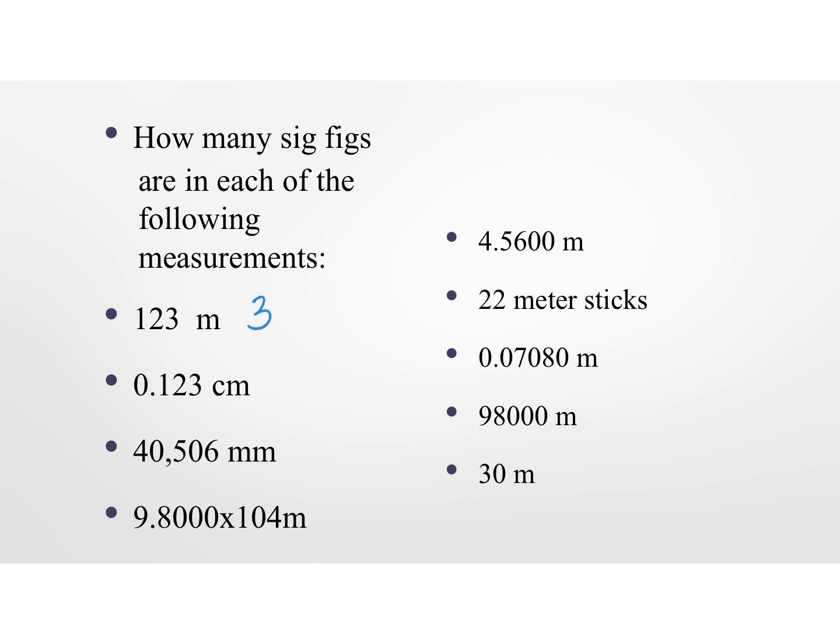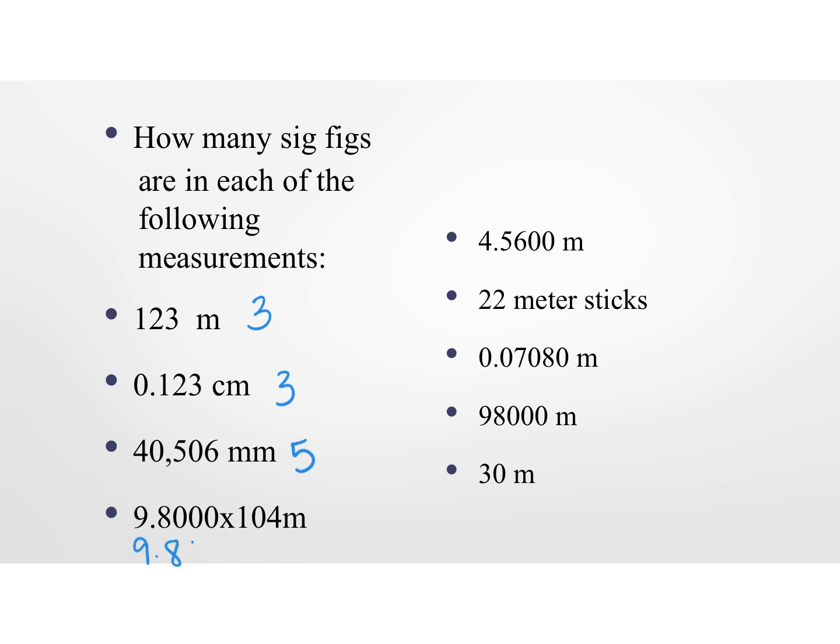How about 0.123? Take a guess. Is it okay if you're wrong right now? Good. I see some of you. Good. Okay, this one's also 3. That first 0 is just like a placeholder, so that's not significant. How about 40,506 millimeters? Okay, all 5, right? The zeros here, these are sandwiched in. Sandwich zeros are always significant.